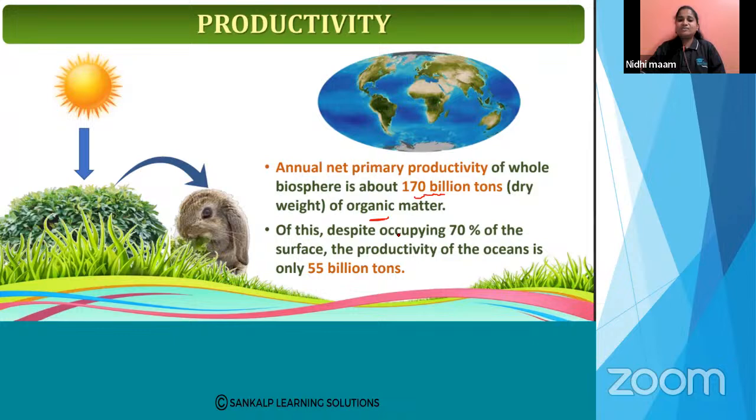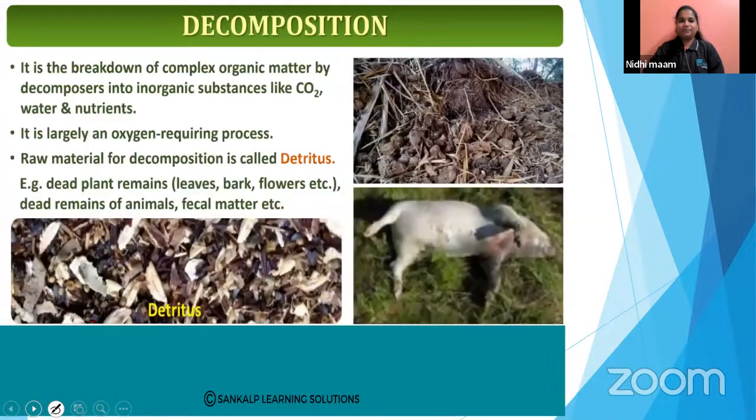Of this, despite occupying 70% of the surface, the productivity of the oceans is only, I'm sorry, 55 billion tons. Among 170 billion tons, 55 billion tons are produced by the oceans, and the remaining is produced by the plants present on land. Okay, so this is about productivity.